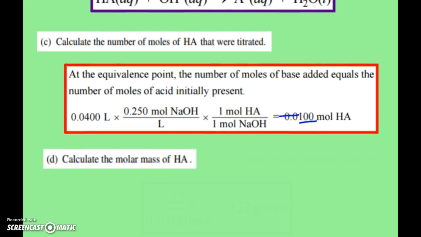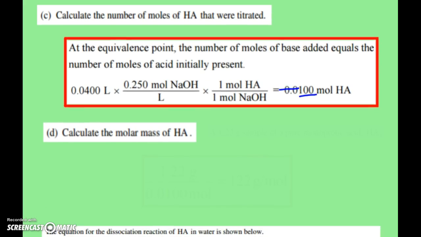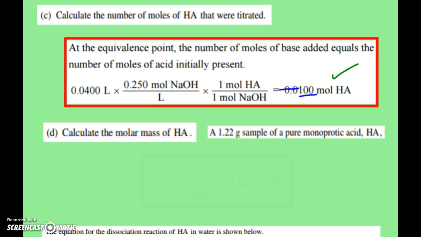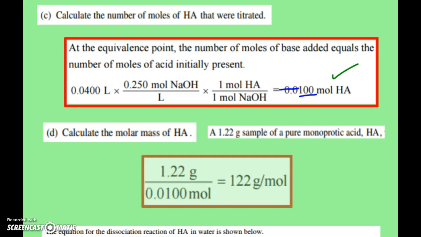Now calculate the molar mass of our acid HA. Well, we just found moles, and molar mass is grams per mole, so I wish we had grams. If you look at the question again, the very first part of it says a 1.22 gram sample of our acid is given. And so right there, 1.22 grams divided by 0.0100 moles gives 122 grams per mole.